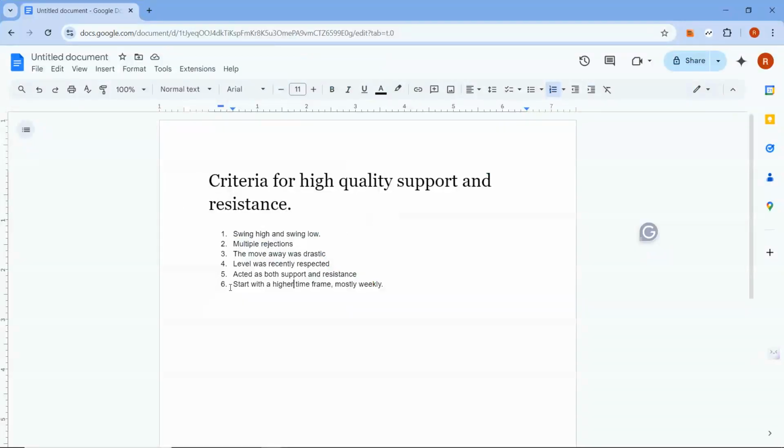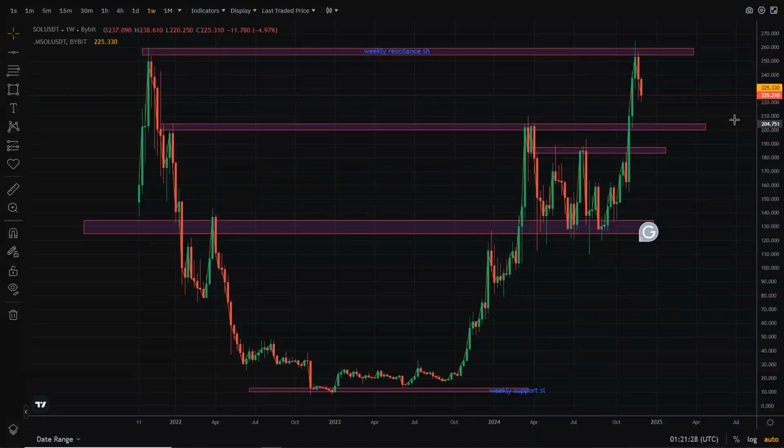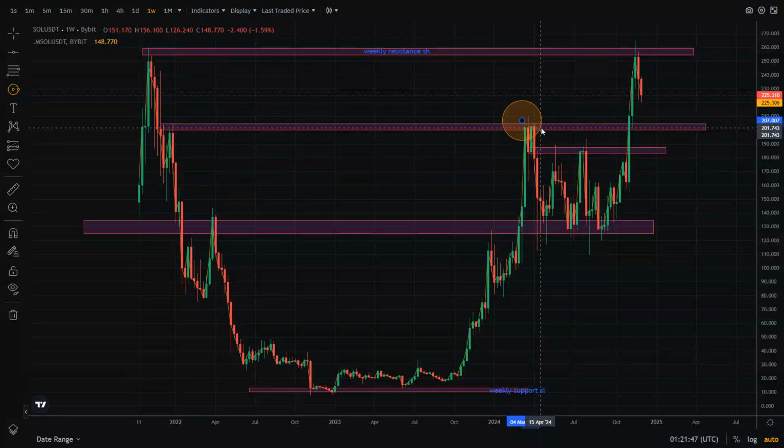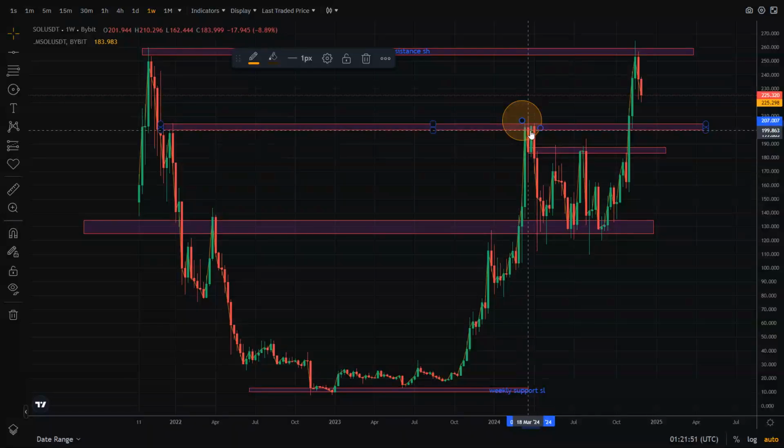What are other rules? Acted as both support and resistance. So let's take a look at this. This level acted as both support and resistance. Look at this, it supports this candle and it becomes resistance to this candle. Let me draw something else so you guys can understand what I'm saying. So it supports, and it becomes resistance to these candlesticks over here with four rejections.